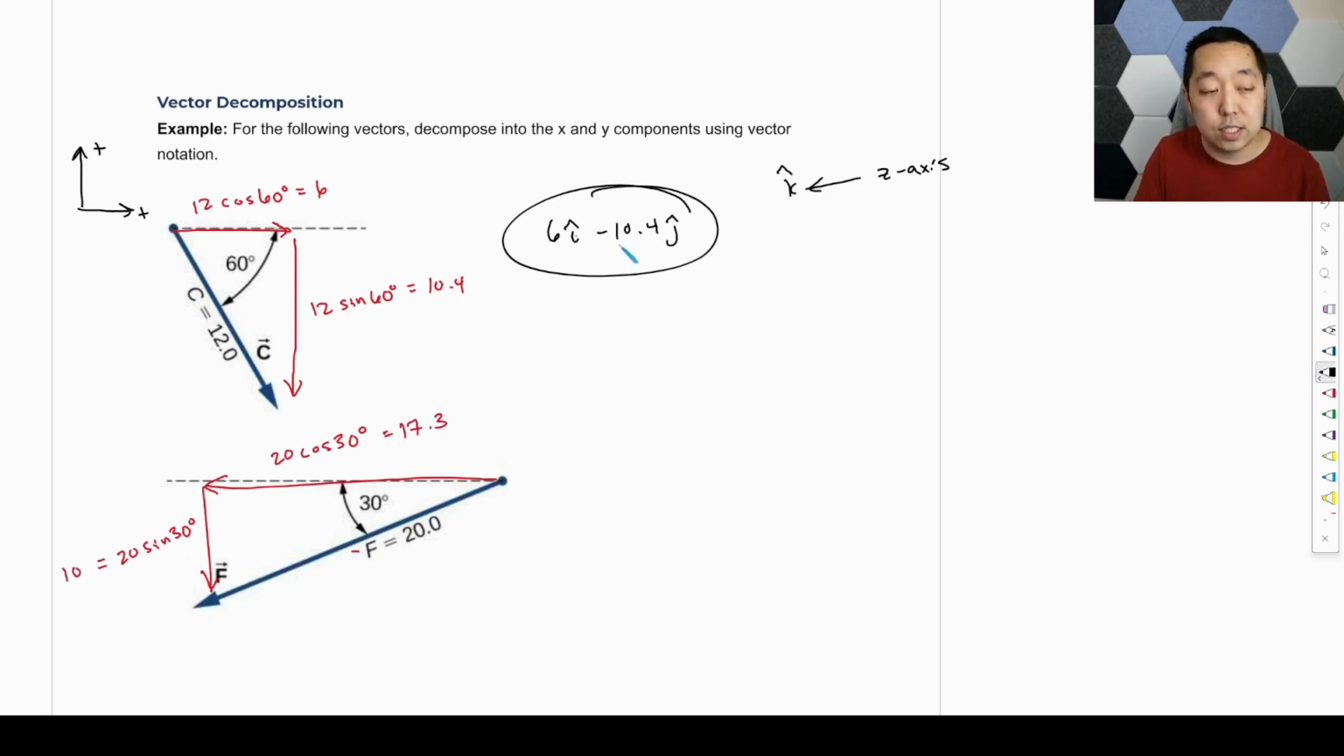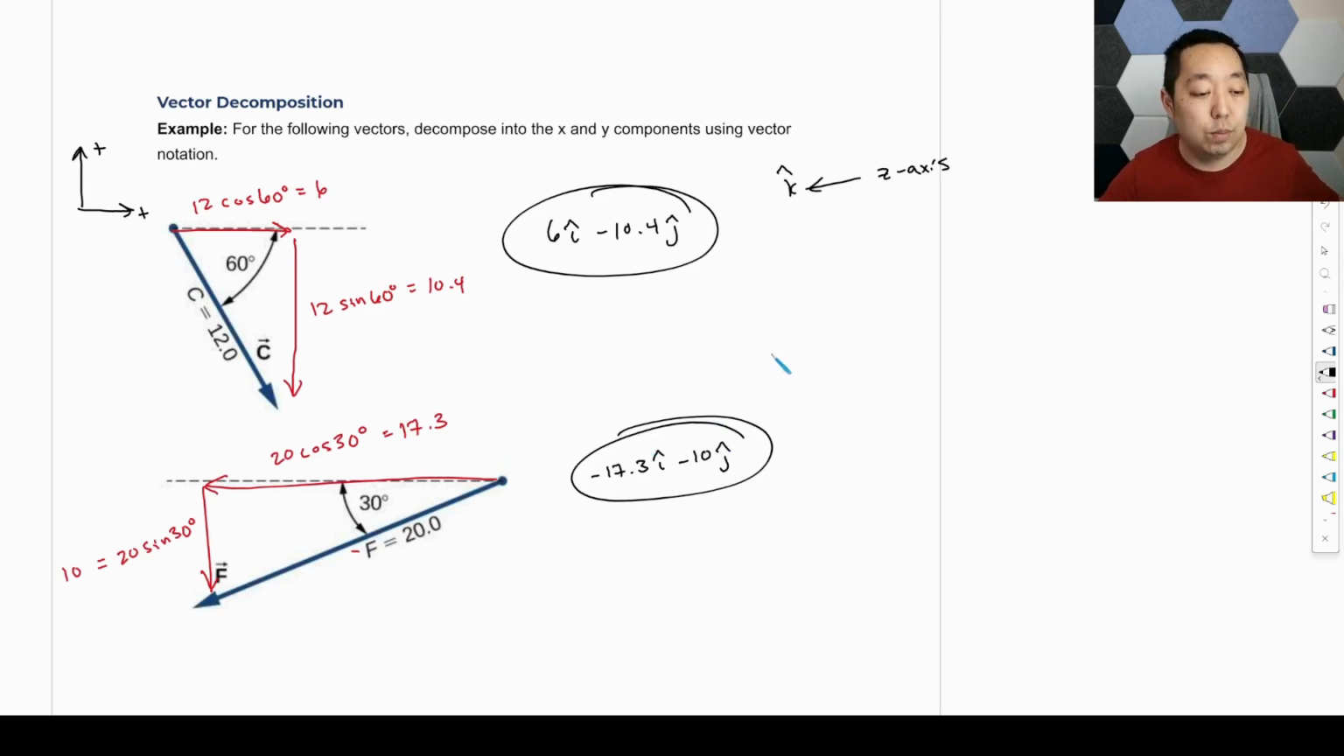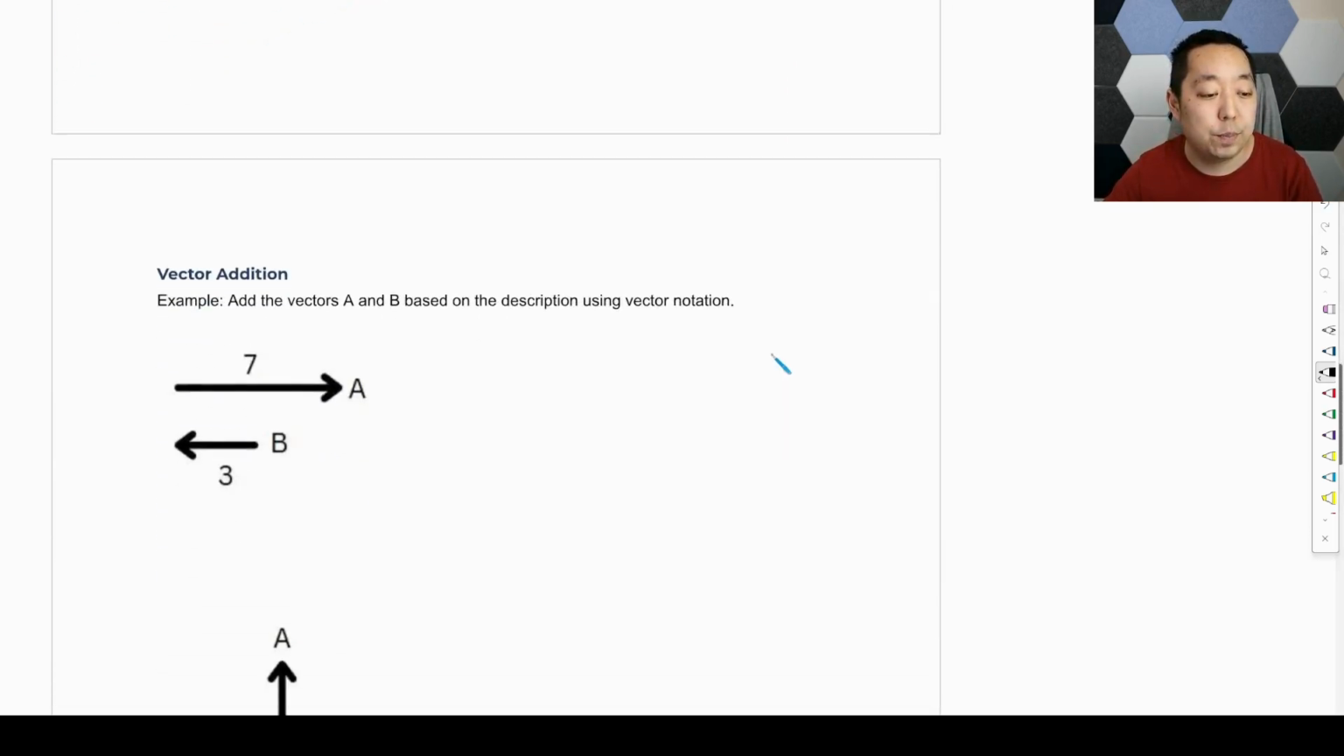And so again, using the same notation, right is the positive X and up is the positive Y, then our X is pointing to the left 17.3, so it's -17.3 because it's pointing left, I hat, and then it's pointing down at 10, so it's -10 J hat. And that's how you would write the component form with the I hat, J hat vectors, okay?